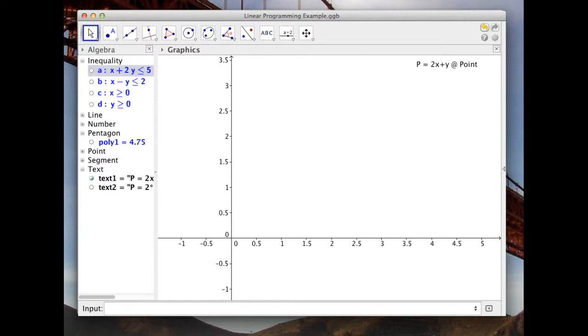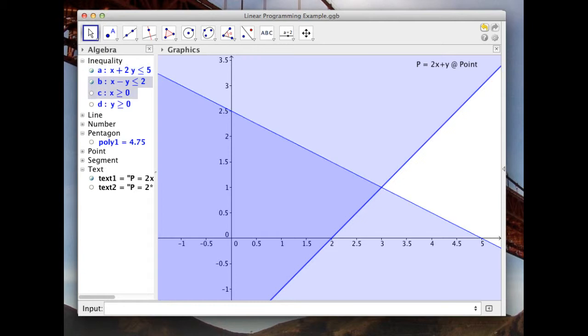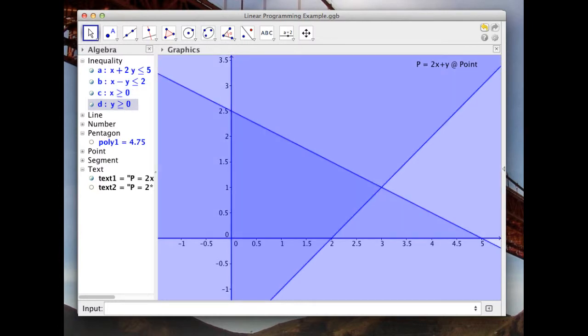So I have x plus 2y is less than or equal to 5, so I'm just going to click that, and it plots it for me. x minus y is less than or equal to 2. So if I click that, you can see the feasible region coming into view here. I need x to be greater than or equal to 0, and I need y to be greater than or equal to 0. Okay, so in amongst all of this, what I want is the region that's been shaded 4 times. So it's this region right here, which turns out to be a pentagon.